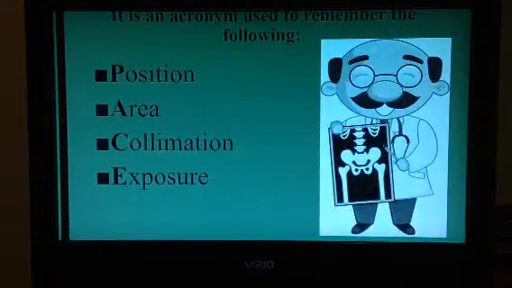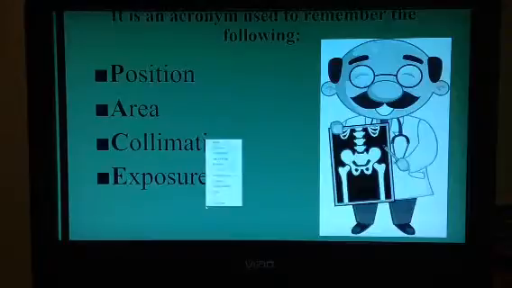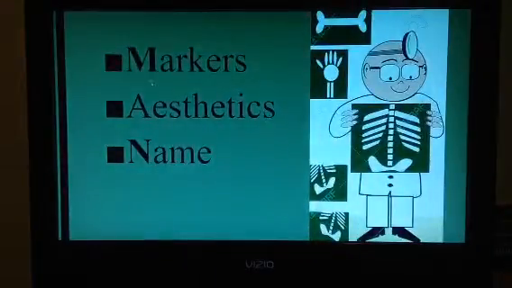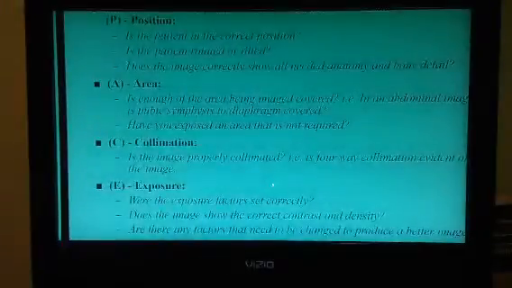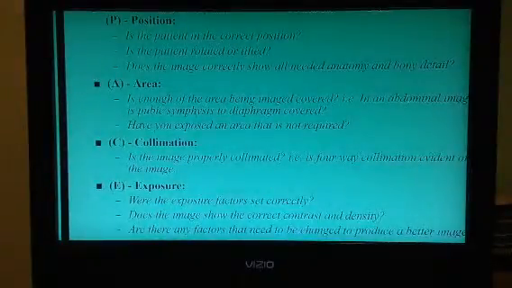PACEMan is an acronym used to remember the following. P is for position, A is for area, C is for collimation, E is for exposure, M is for markers, A is for aesthetics, and N is for name. Okay, let's look at these in a little more detail.